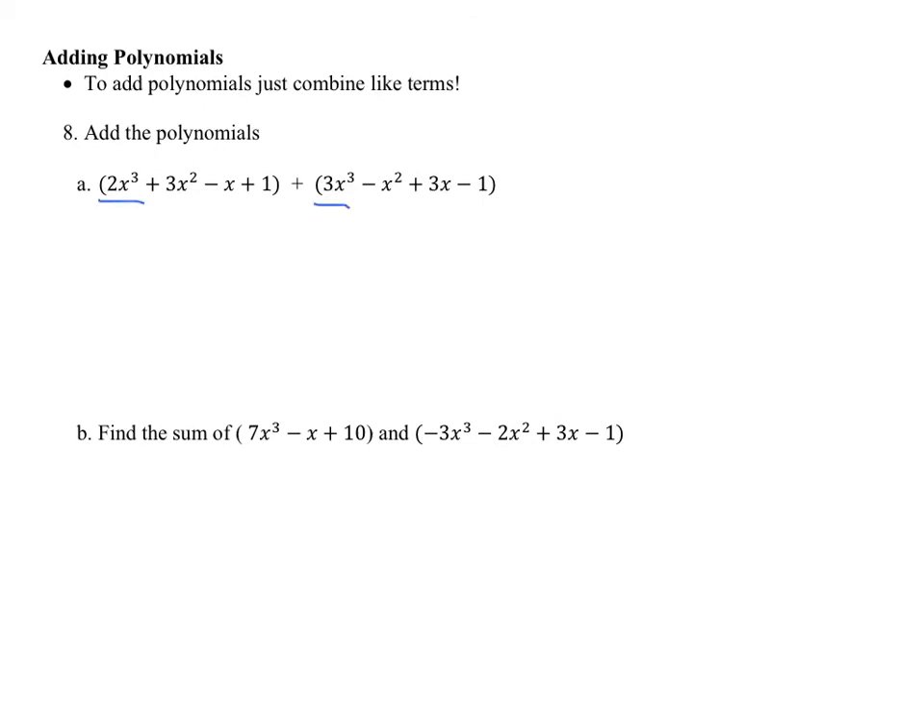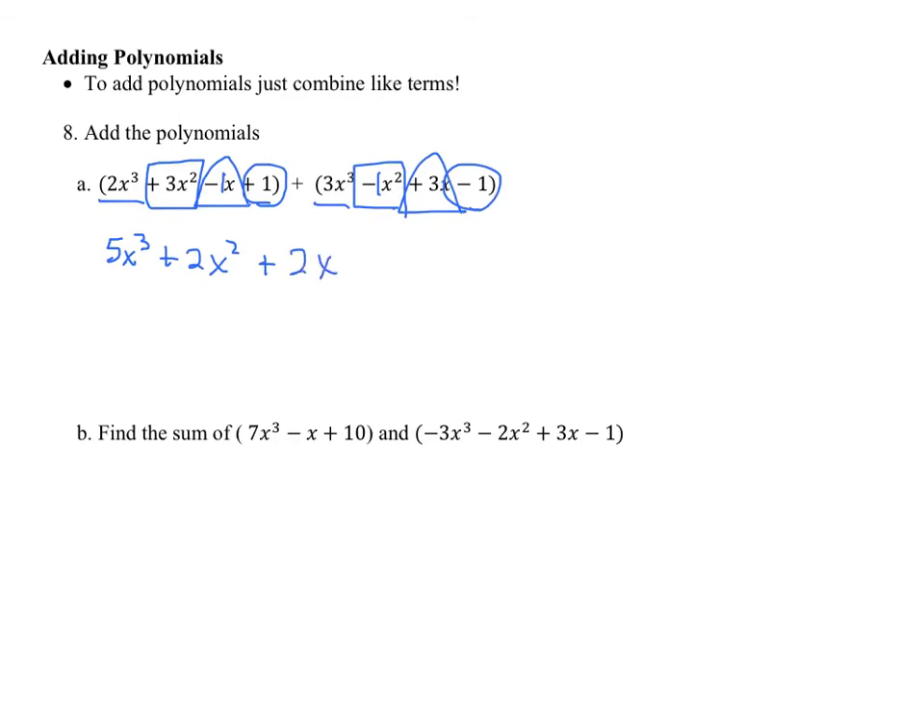This guy's alike to this guy. This guy is alike to this guy. This guy is alike to this guy. And then last but not least, I'll use a circle. Let's go. 2x cubed, 3x cubed, 5x cubed. 3x squared, take away 1x squared, 2x squared. Negative 1x plus 3x is 2x. Positive 1, take away 1, zippo, so we don't even have to write it. Done.